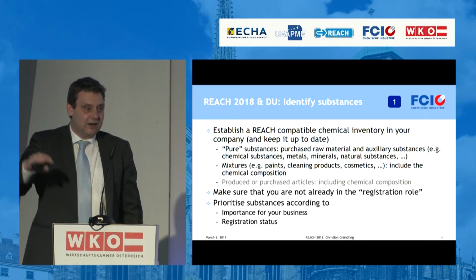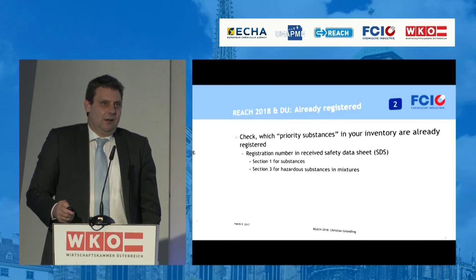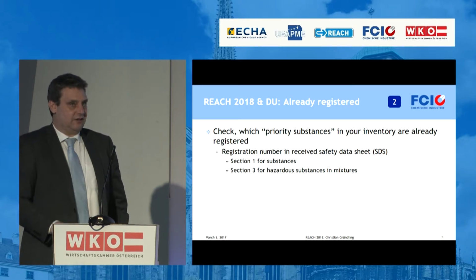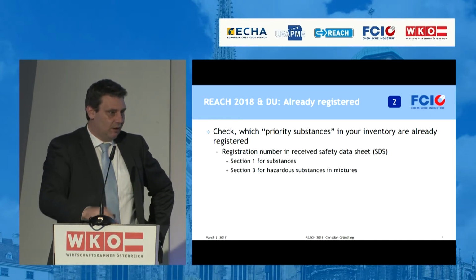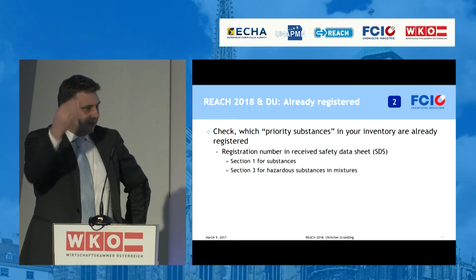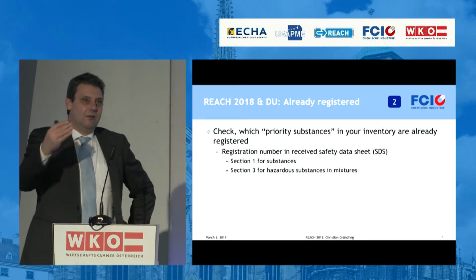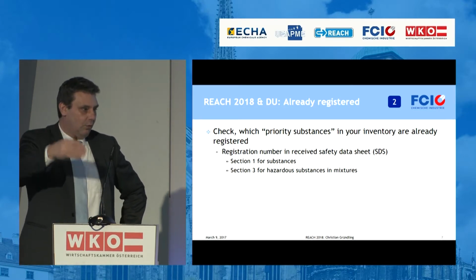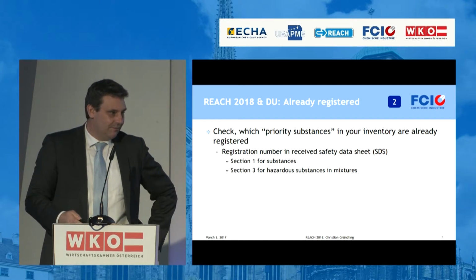And again, then for those substances you identified which are critical for my business, which are important for my business, check the registration status. Are they already registered or not? How can I check whether they are already registered? It's easy if we are talking about chemical substances or chemical mixtures which are hazardous, which do have a safety data sheet. Because then, for substances, you look into section 1, see the registration number, make a check, already registered. For mixtures, you look into section 3, for the hazardous components, they are listed with registration numbers or without. Those which do have a registration number, check, already registered.